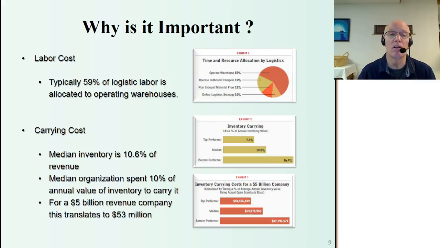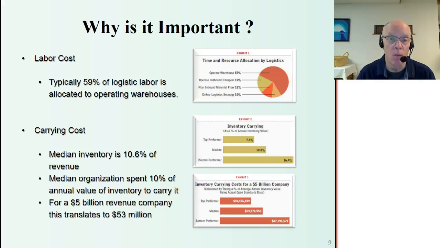Why is this important? Labor cost. 59% on average of logistic labor is allocated to operating warehouses. In other words, when I'm running around transporting material and everything else, a lot of it is tied to warehouses. A lot of companies, if you have excessive material on hand, you'll see huge warehouses, a lot of lift trucks, a lot of people involved, computer systems to manage all that. And then again, I have carrying costs. Typical inventory is 10.6% of revenue. Annual value of inventory to carry it for a $5 billion company, that's $53 million. So this is a sizable amount of money for a lot of companies.